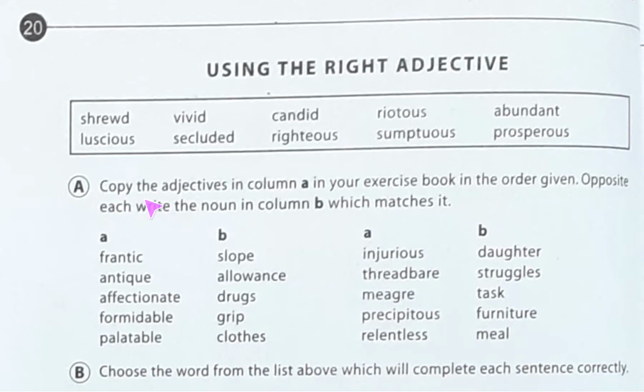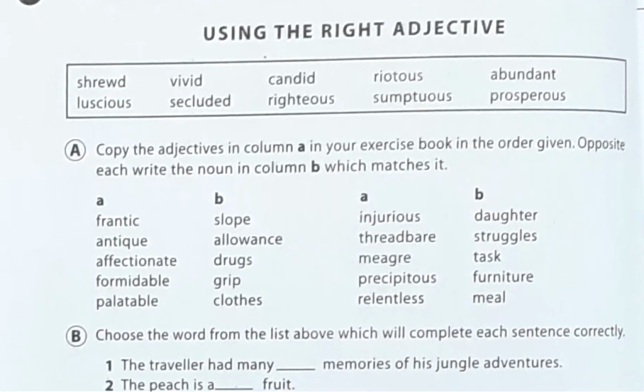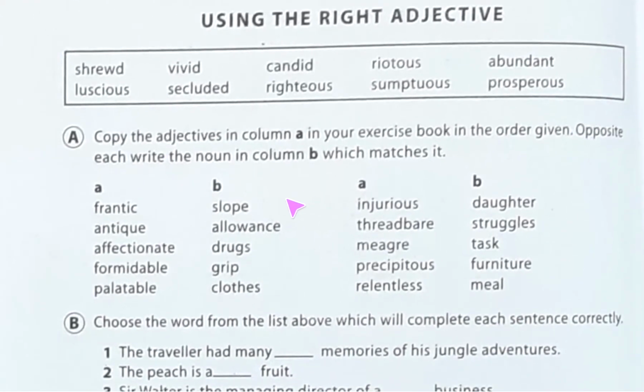Here it is written, copy the adjectives in column A in your exercise book in the order given, means you have to follow this order, first one first and last one at last. Opposite each, write the noun in column B which matches it. I am not going to copy it in the exercise book, you will do that at home. I am going to write the word at its next place, or its right side, which I think is going to match with it.